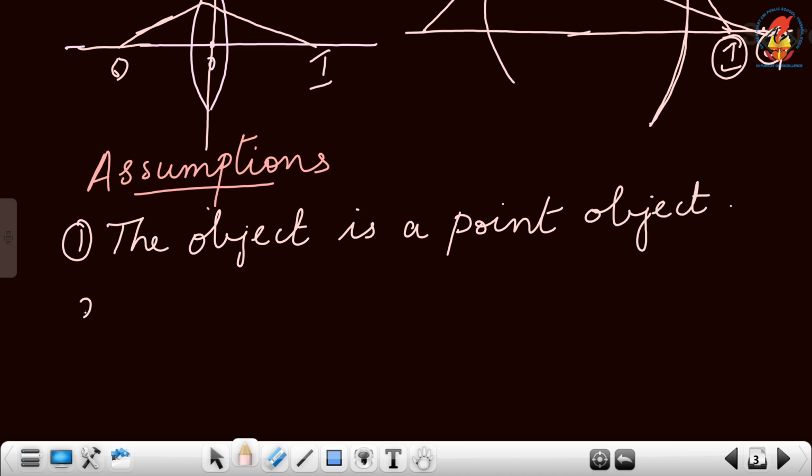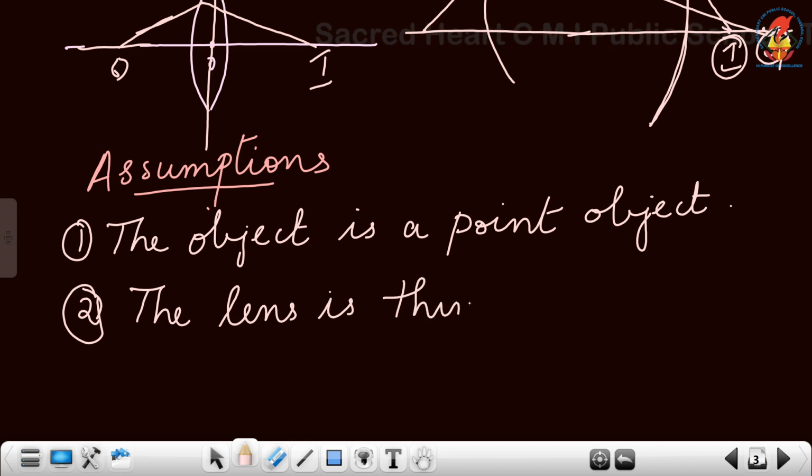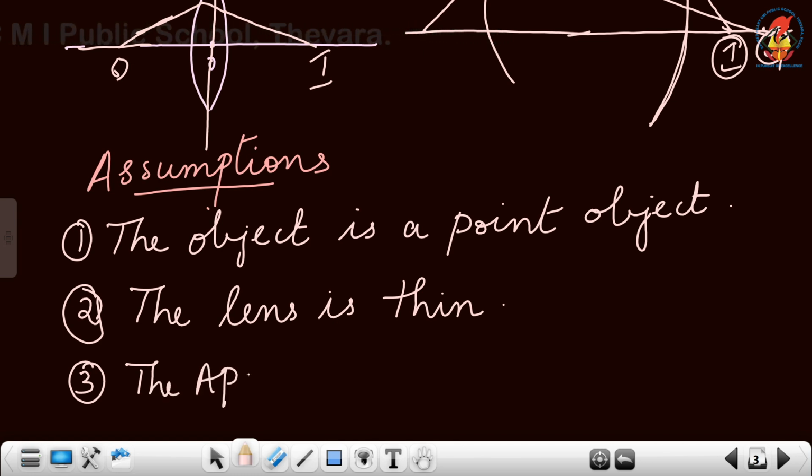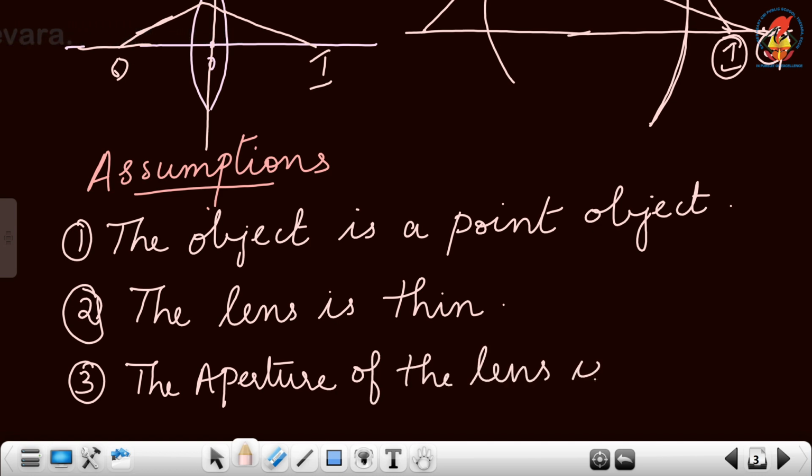Okay. The second assumption that we take is that the lens is very thin. You are using a very thin lens, having a comparatively larger focal length. The third assumption used is that the aperture, that is the diameter of the lens, is small. You are using a lens of small aperture.